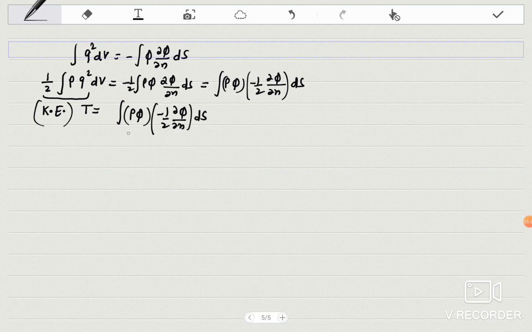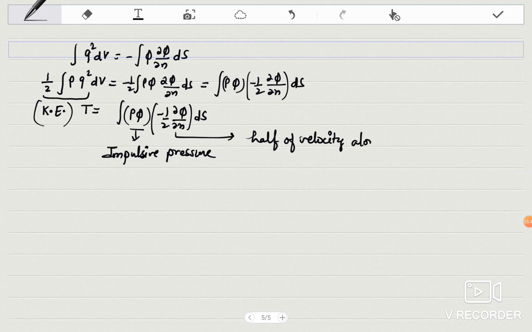As I told you earlier, this delta phi is impulsive pressure. And what is this? This is half of velocity along normal, and this is with minus symbol, so it is representing half of the velocity along the normal in the inside direction at that point. Now this point is arbitrary and this is on the surface ds. So it is true for all the points on the surface. So what is the final kinetic energy? It is the sum of all the products, sum of the product of each impulse and half of the velocity at that point where the impulse is applied.